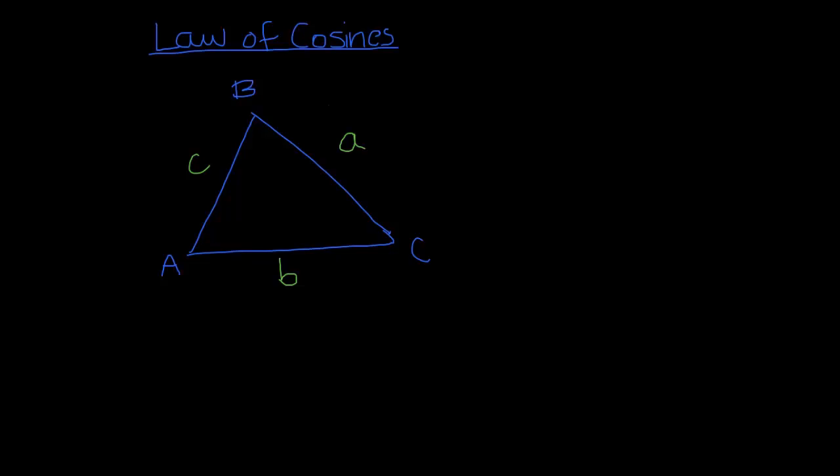Also notice that I labeled the side across from angle A with a lowercase a, and the same for B and C. So here's the law of cosines. A side of the triangle squared, I'm going to say a squared, is equal to one of the other sides squared plus the square of the third side. So far we have the Pythagorean theorem pretty much, and here comes the adjustment. Minus 2bc times the cosine of angle A.